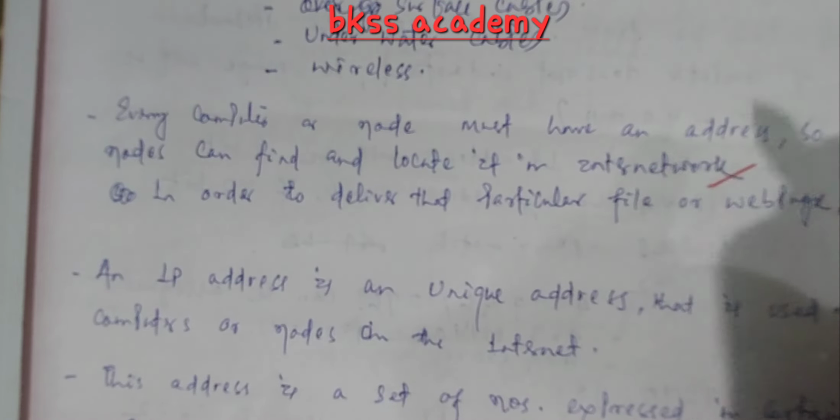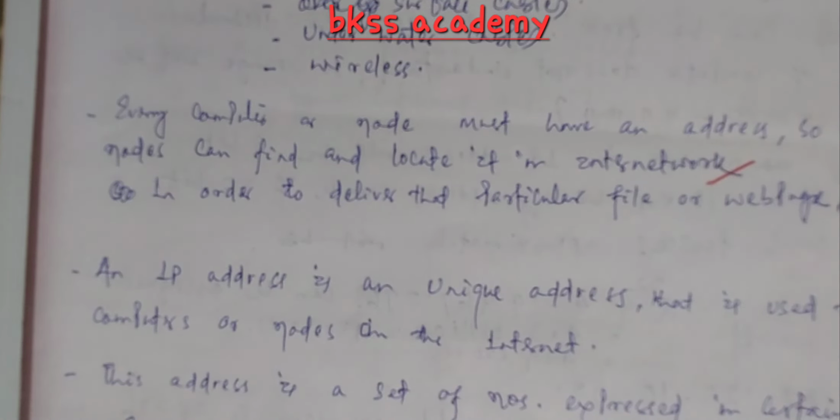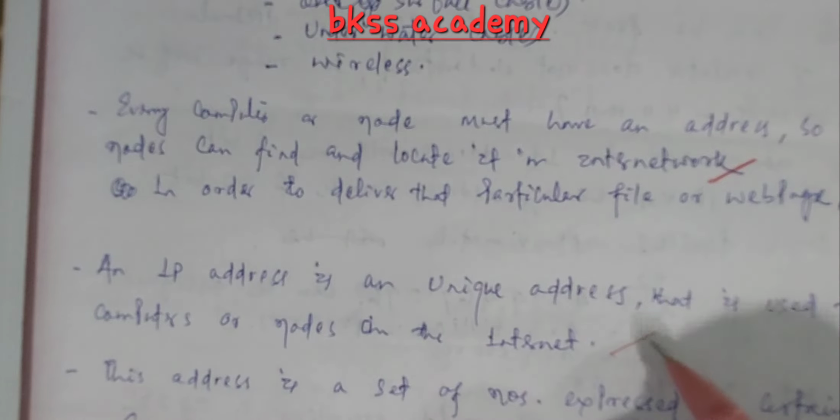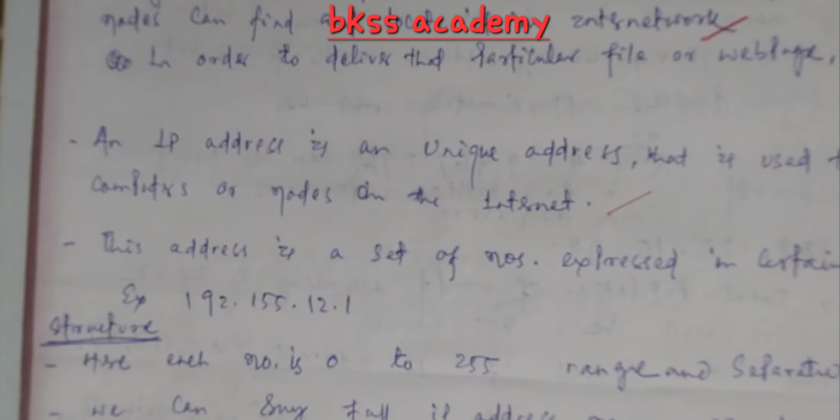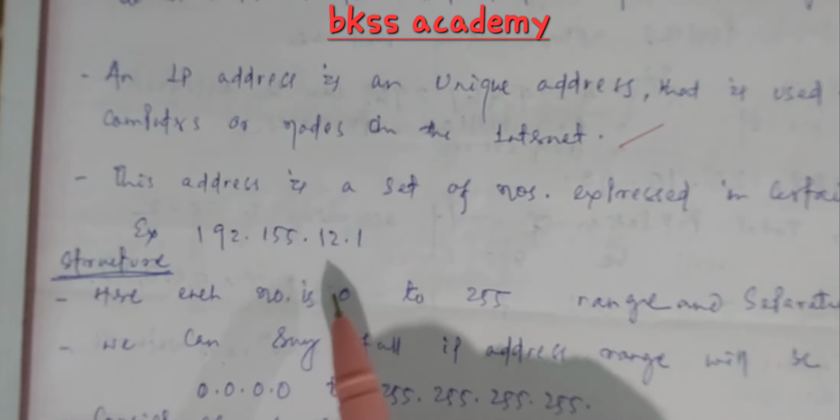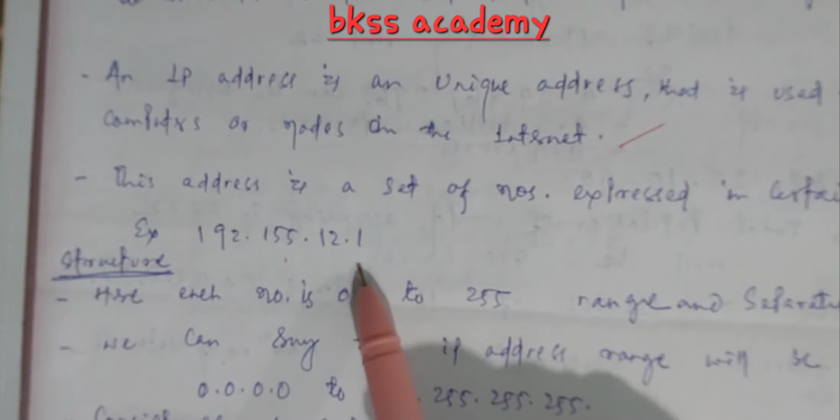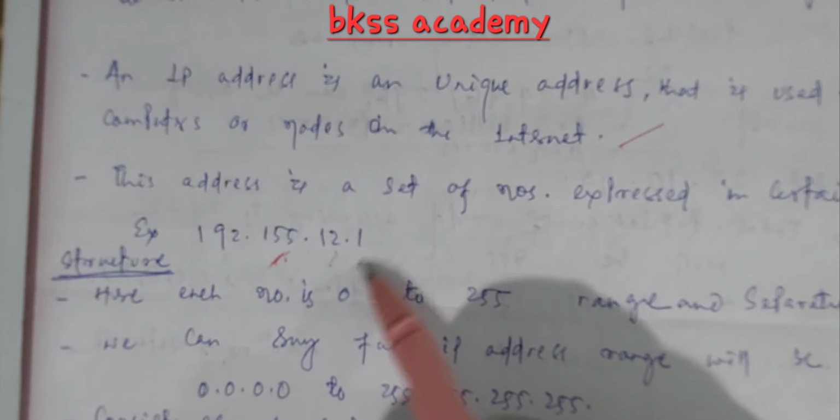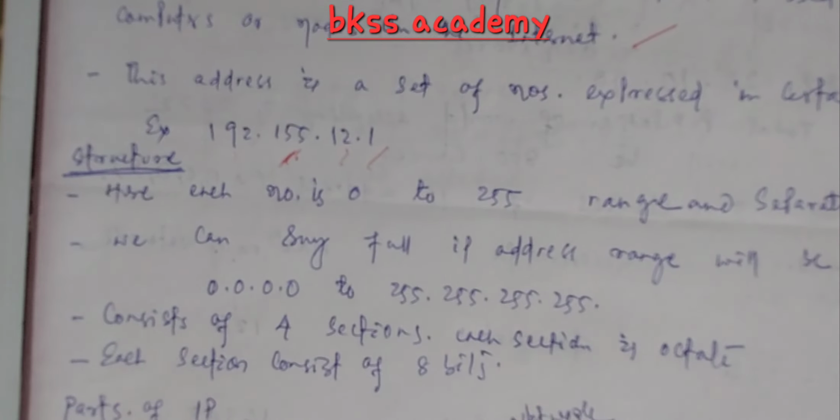Network and internetwork, in order to deliver that particular file or web page which is requested. An IP address is a unique address that is used to identify computers or nodes on the internet. This address is a set of numbers expressed in a certain format. One example is given here, 192.155.12.1, where this 192 is coming, how this 155 is coming, how 12 and how 1. These are the concepts we will discuss.